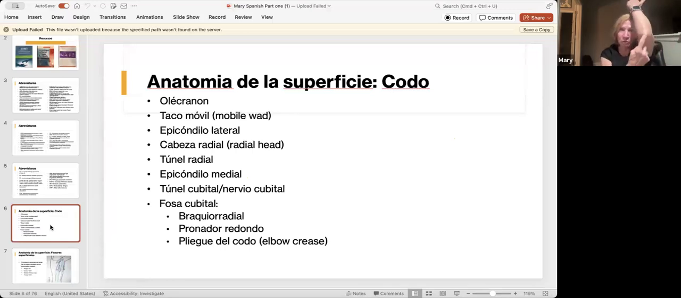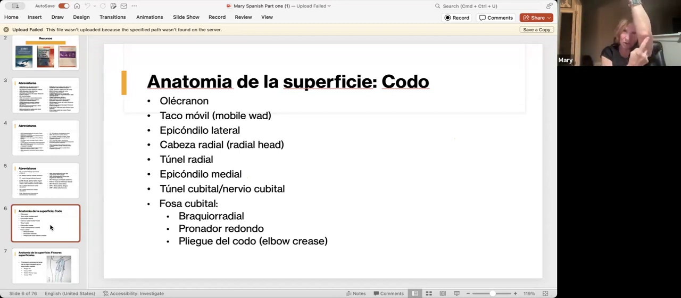And of course, everyone knows the olecranon, and that's part of the ulna. And proximally, the ulna is the bigger bone, and distally, the radius is the bigger bone. And the force is transmitted through the interosseous membrane from the radius to the ulna. And what we call just the muscles, the extensor muscles, we call that the mobile wad because you can grab it and move it around.